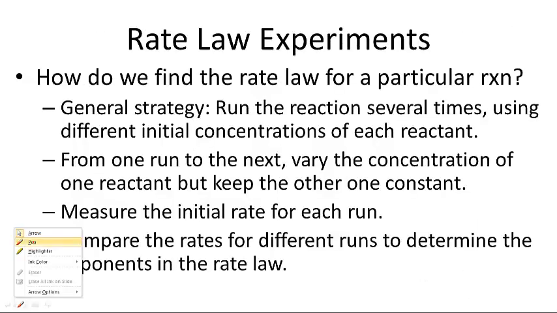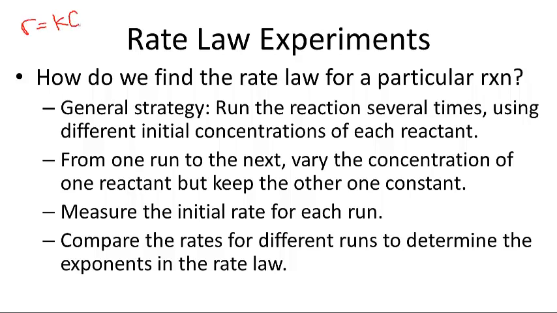So to refresh your memory about what a rate law looks like, rate equals k [A]^x [B]^y, where these are your reactants. Your rate is equal to some constant value times the concentration of one reactant to some unknown exponent, times the concentration of another to some unknown exponent. Now we're going to look at how to solve for these exponents mathematically.